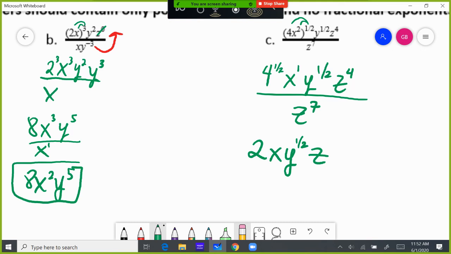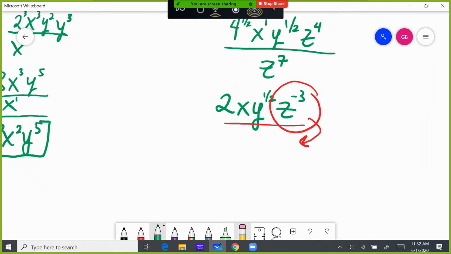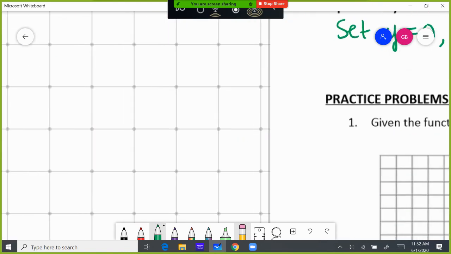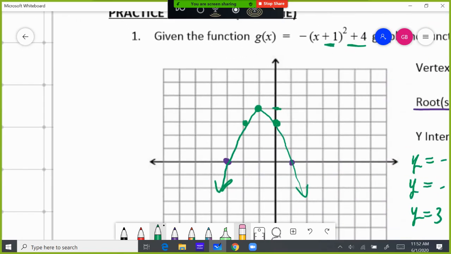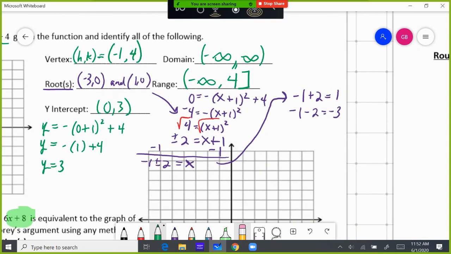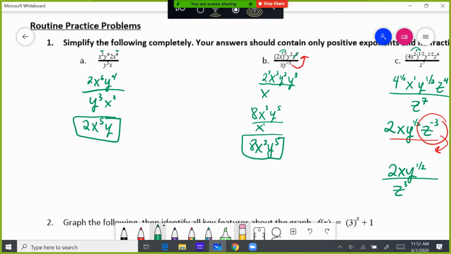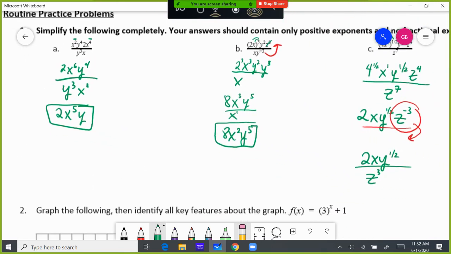4 minus 7 is actually negative 3. Okay? And remember, if you have a negative exponent, you bring it down to the bottom. So now your final answer is 2x y to the 1/2 over z to the third power. Oops, sorry. That's A, B, and C.